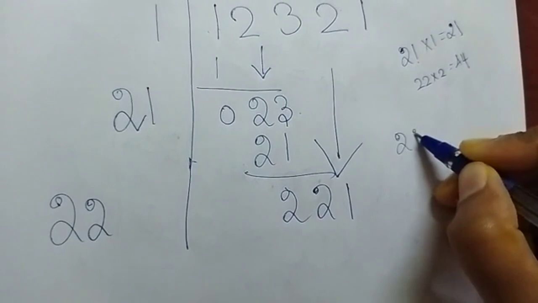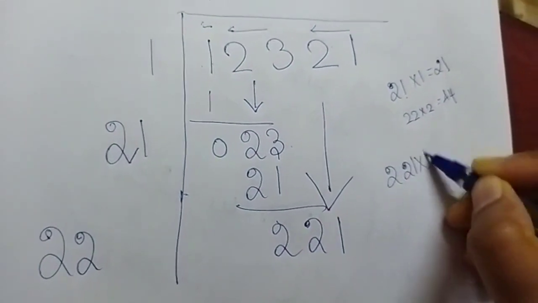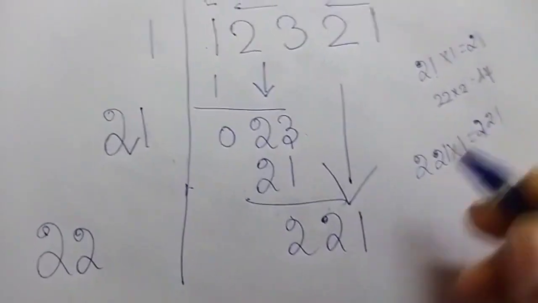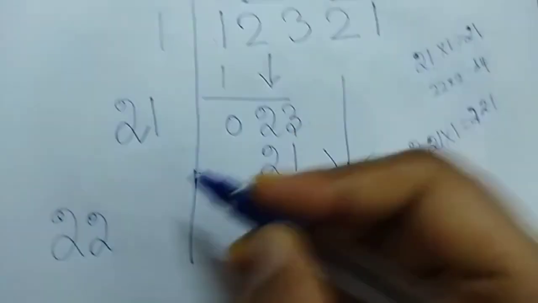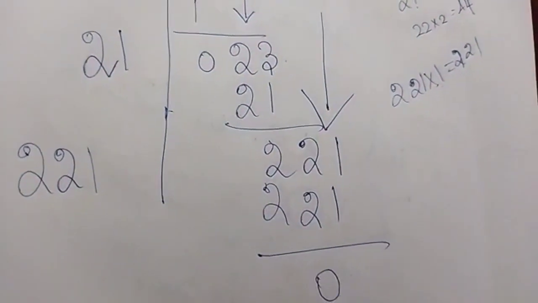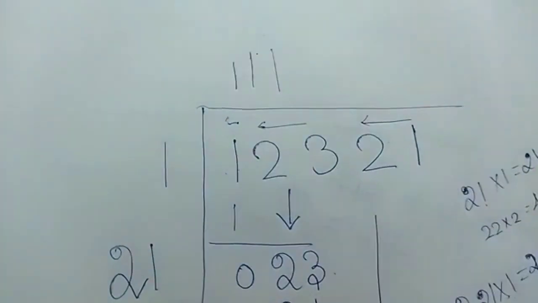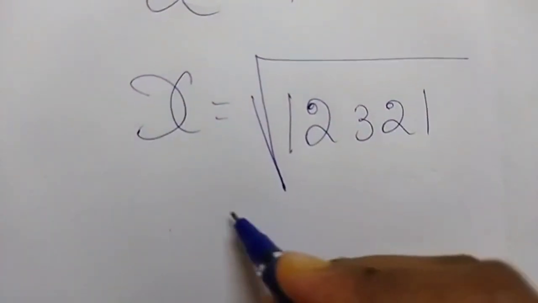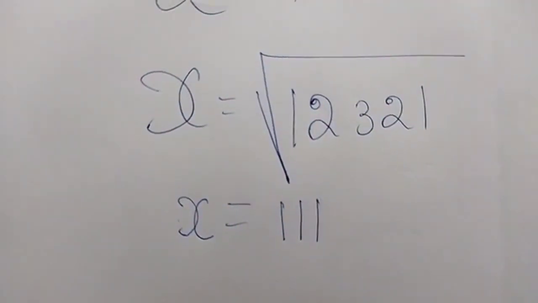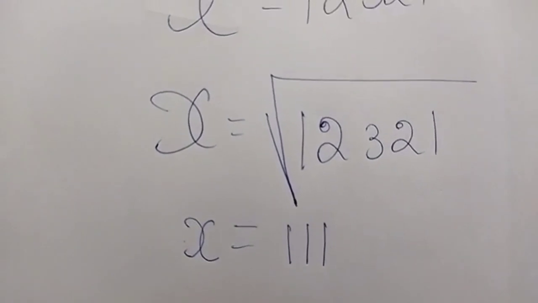Again if I put 1, 22 into 1 means again I get 221. Exact answer, so we can put 1 here, 1, 221, 0. So what is the perfect square? 111. So we can write x is equal to 111. X is nothing but number of rows or number of people in each row.